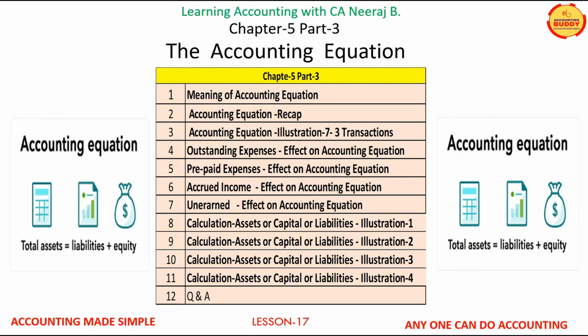In today's video, part 3 in the accounting equation series, we will review the accounting equation and dive into another illustration. Additionally, we will explore how items like outstanding expenses, prepaid expenses, accrued income, and unearned income impact the accounting equation. We will also work through 4 practical examples to identify the missing elements among the 3 key components of the accounting equation: assets, liabilities, and equity. So grab a seat, relax, and watch the full video to become an expert of accounting equation. Let's get started.